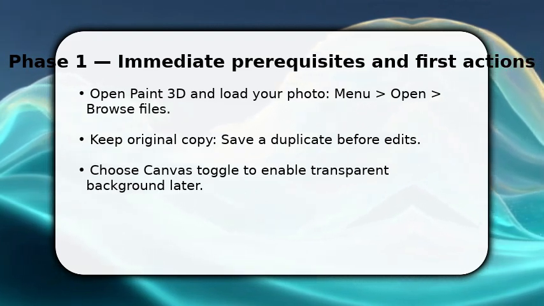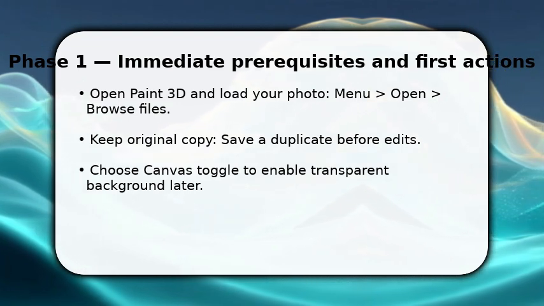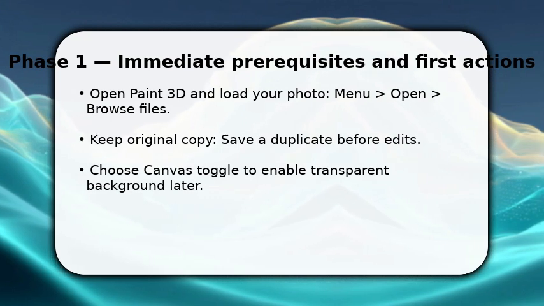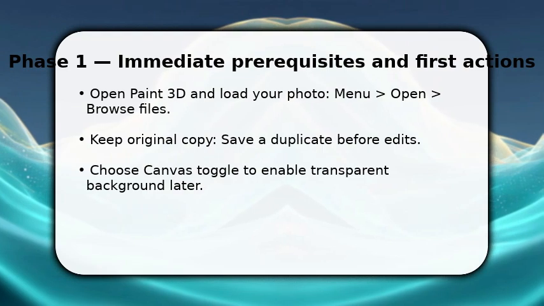Next, select the Magic Select tool and draw a loose box around your subject. Refine the selection using Add or Remove so the subject outline snaps accurately. Make sure edges look natural before you click Done.